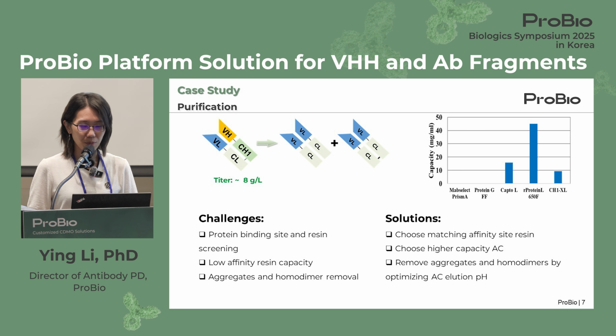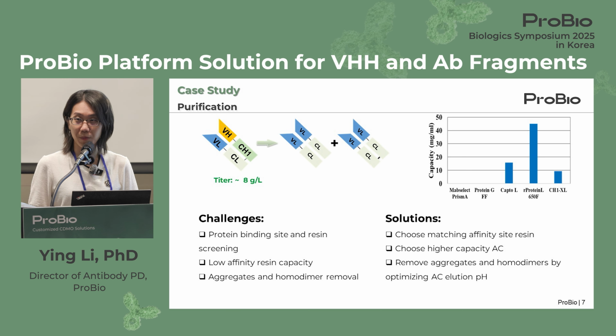So in general, we haven't seen too much challenge in the upstream. So utilizing our platform process with optimization, the expression titer could reach close to 8 grams per liter. And there are a number of challenges, mostly around downstream and analytical side. So first, as I mentioned, we have to come up with a good capture step without the Fc fragment. And in general, the binding capacity of this molecule on selected resin could be very low. And last but not least, the presence of high level of aggregates and homodimer needs to be removed.